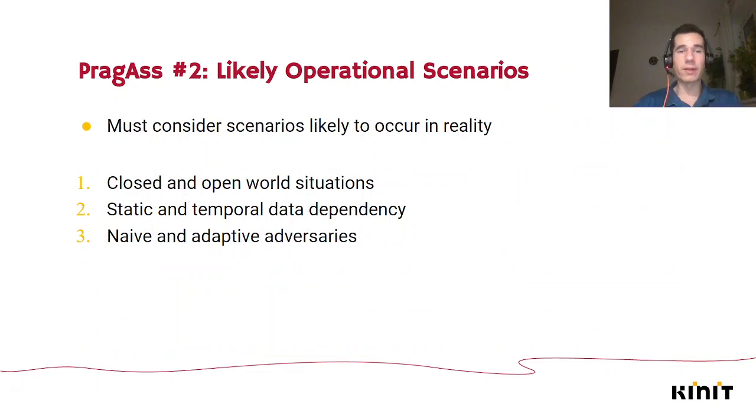The second part of pragmatic assessment is reporting likely operational scenarios, considering our model in scenarios that could occur in reality. As we were talking before, there are closed and open world situations, then there is static and temporal data dependency, and naive and adaptive attackers.